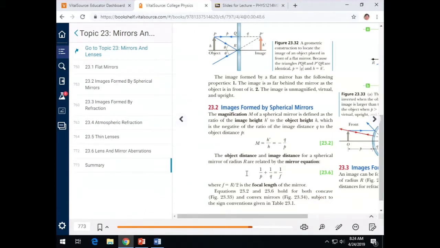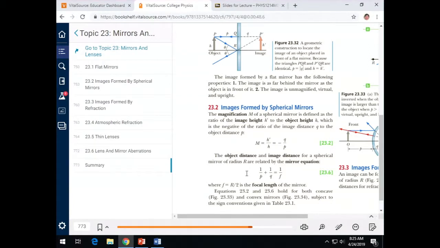My object and image distance for my mirror equation is going to be 1 over P. Remember, P is where the object is. Q is where the image is. And F is the focal length of the mirror. Okay? F is the focal length of the mirror. So I'm going to write both of these down.